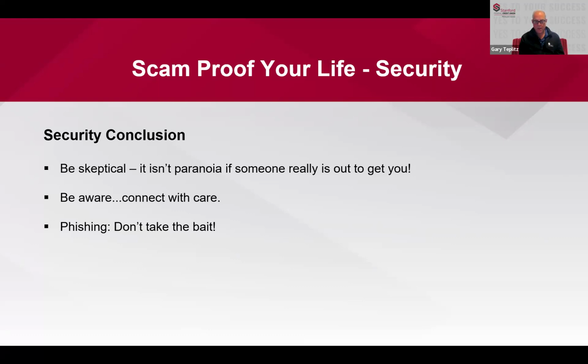Phishing, don't take the bait. Phishing, again, I just want to emphasize that that's by far the most common method the bad guys use to compromise you and to get to your important information.